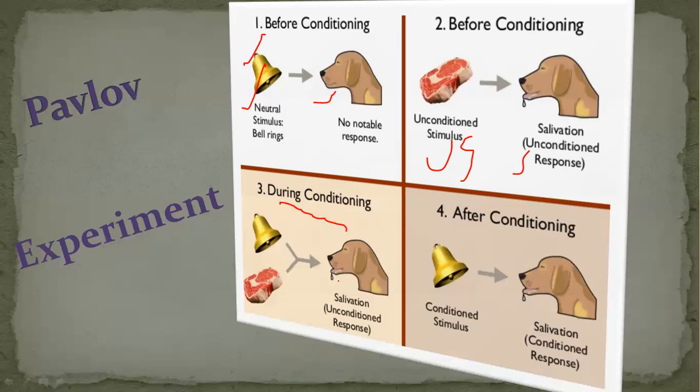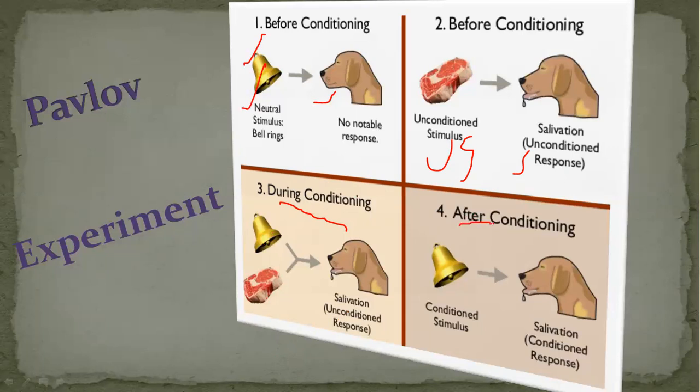So what Pavlov did was, first the bell rings, and then he provided the meat at the same time, and that is the unconditioned response. By looking at the meat, the dog just salivated. So that is during the conditioning.